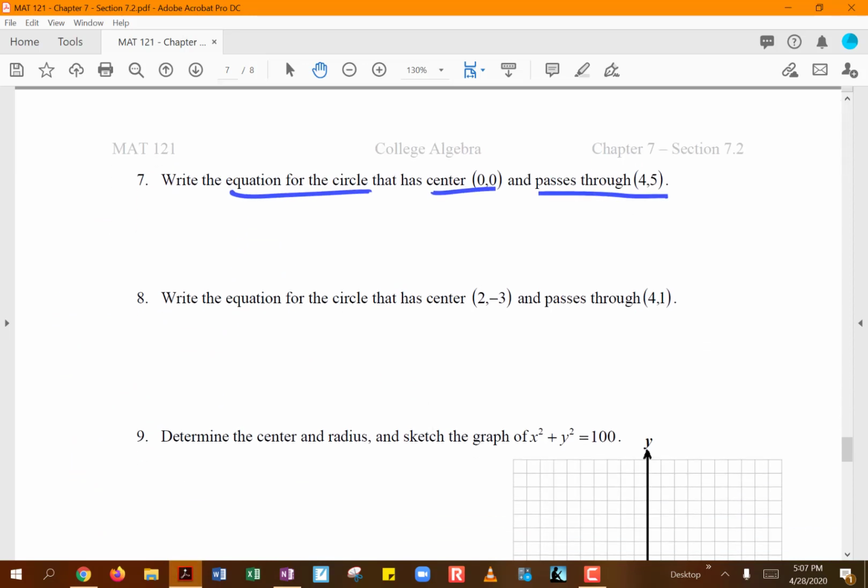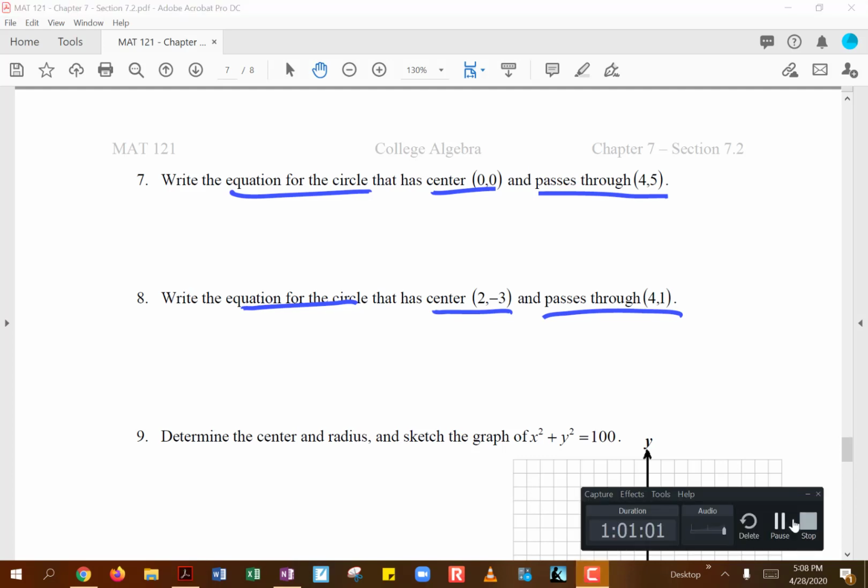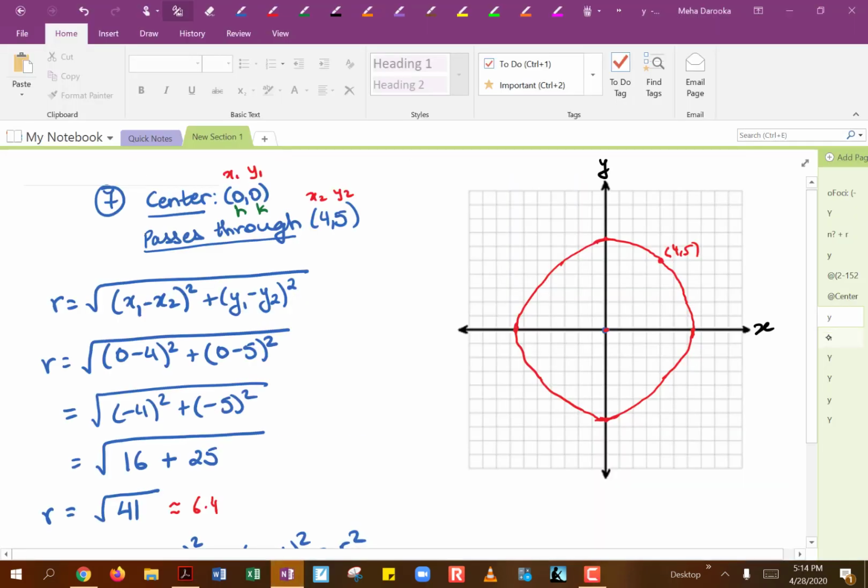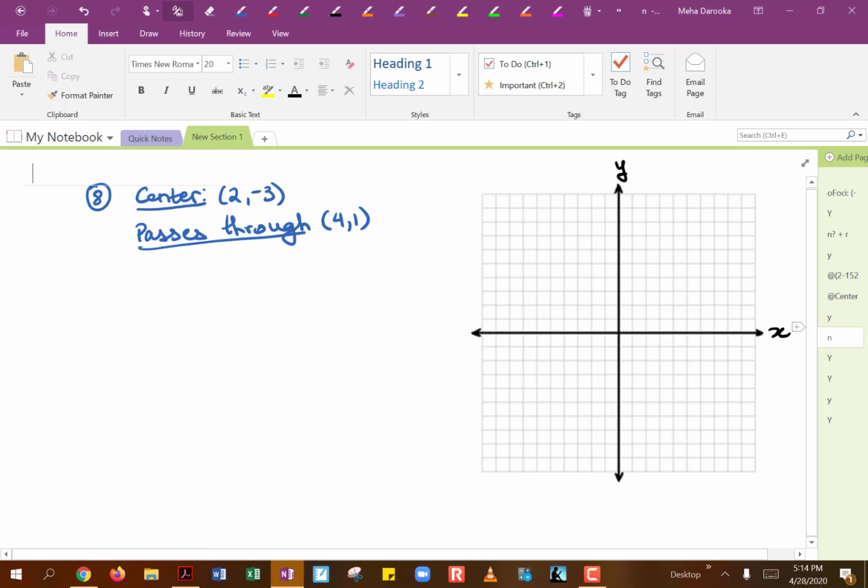Now let's see, our next example, number 8, is again asking us to find the equation of the circle. This time the center is at positive 2, negative 3, and it's passing through the point 4, 1. So our center is at positive 2 and negative 3, and they're telling us our circle passes through the point positive 4 and 1. So here's our center, and here's the point it passes through.